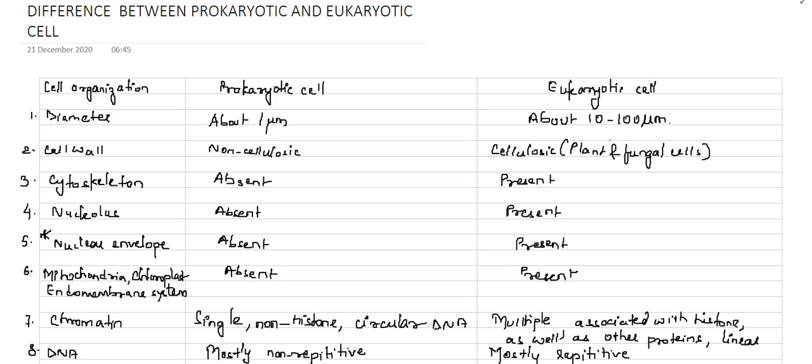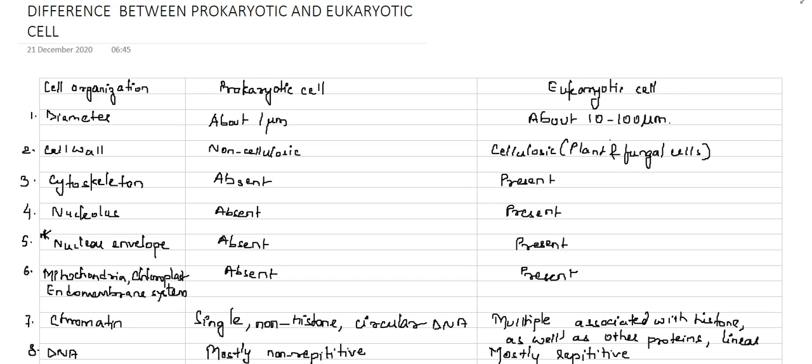Cytoskeleton is absent in prokaryotes, present in eukaryotes. Nucleolus is absent in prokaryote, present in eukaryote. Nuclear envelope is not present in prokaryote but present in eukaryote. Some cytoplasmic organelles like mitochondria, chloroplast, endomembrane system, all these are absent in prokaryotes and present in eukaryotes. About chromatin, the chromatin is single and non-histone and the DNA is circular in nature, but in eukaryotes, the chromatin is multiple and they are associated with histone proteins and some other proteins like DNA fibrils. And the chromatin is linear.